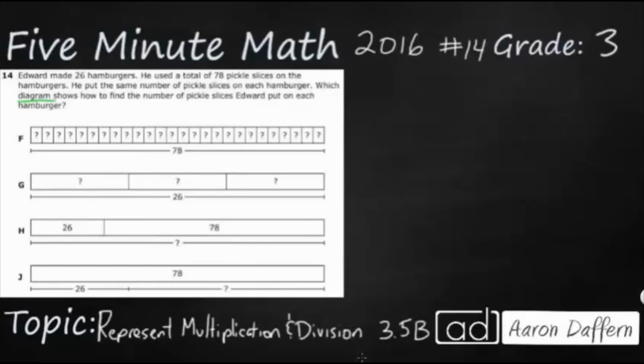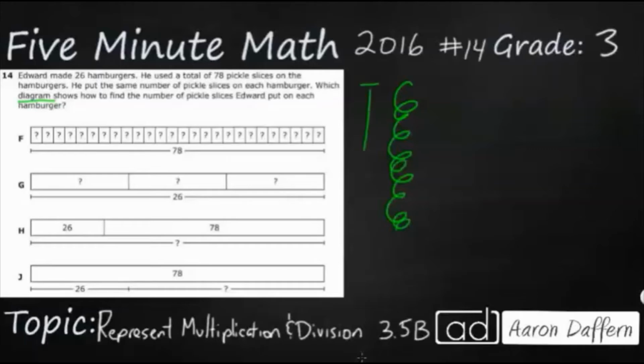Edward made 26 hamburgers. He used a total of 78 pickle slices on the hamburgers. Then he put the same number of pickle slices on each. So let's see if we can draw a picture of this. I'm not going to draw 26 hamburgers or 78 pickle slices, but just so we can get our brains wrapped around it, I'm just going to do it like this.